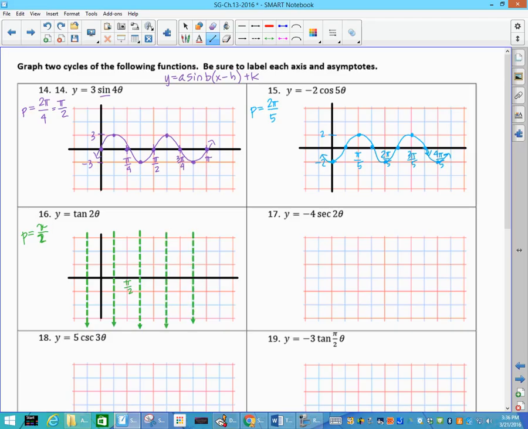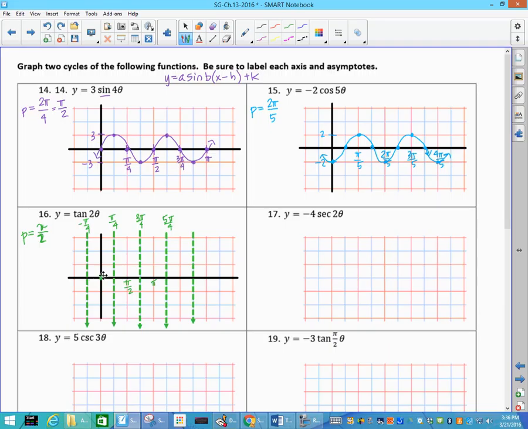Actually, I don't have to do that many. So I'm going to keep going. We have to label the asymptote. So if this is pi over 2, that makes this one pi over 4. This is negative pi over 4. 1 pi over 4, 2 pi over 4, 3 pi over 4, 4 pi over 4, 5 pi over 4. I think that's actually enough. So halfway between is a 0.